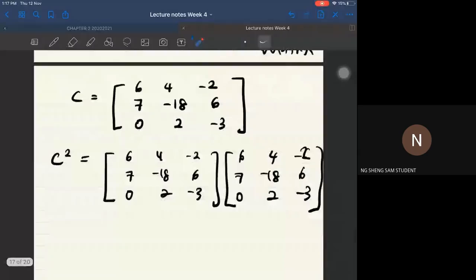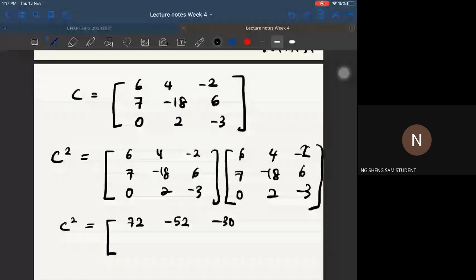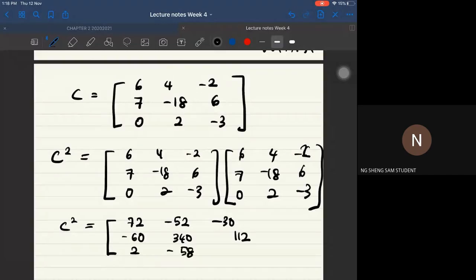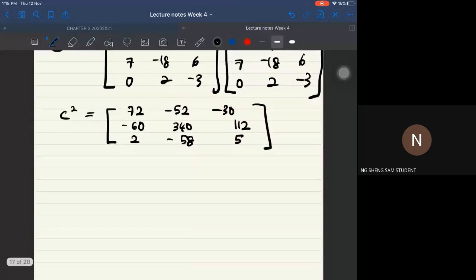So please try to do on your own and you should get the value of the matrix for C squared is equals to 72, negative 52, negative 30, negative 60, 340, 112, and the last one is 2, negative 58 and 5. Okay, awak patut dapat jawapan ni. So salin dulu jawapan ni, nanti cuba buat dan pastikan you dapat jawapan ni.